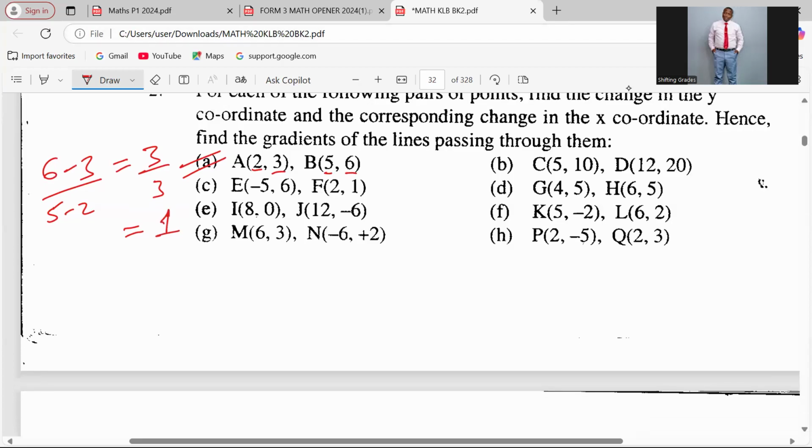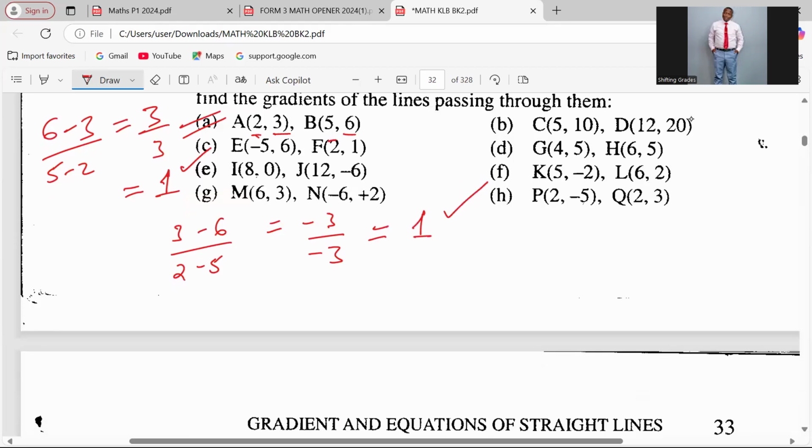I want to emphasize that you can begin with any coordinate, because if we pick 3 minus 6, divide by 2 minus 5, we will be having negative 3 out of negative 3, and this will still simplify to positive 1. So the gradient will just remain the same, regardless of the coordinate you choose to begin with. So you can now proceed with the others.